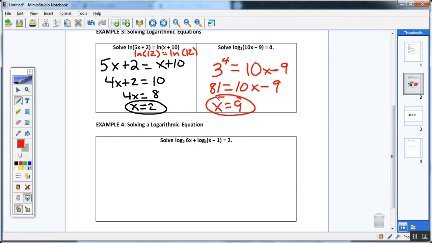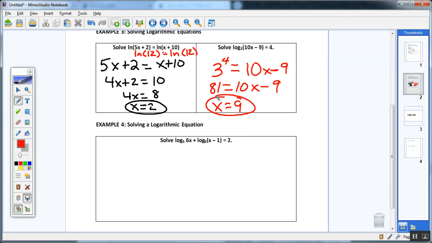So I look at example 4 and I think, oh my gosh. Are there multiple logarithms? Is there a logarithm on both sides of the equation or just one side of the equation? Oh boy, so I'm going to start thinking. My gears are spinning. What am I going to do here? We'll take a look at this previous one right up here.